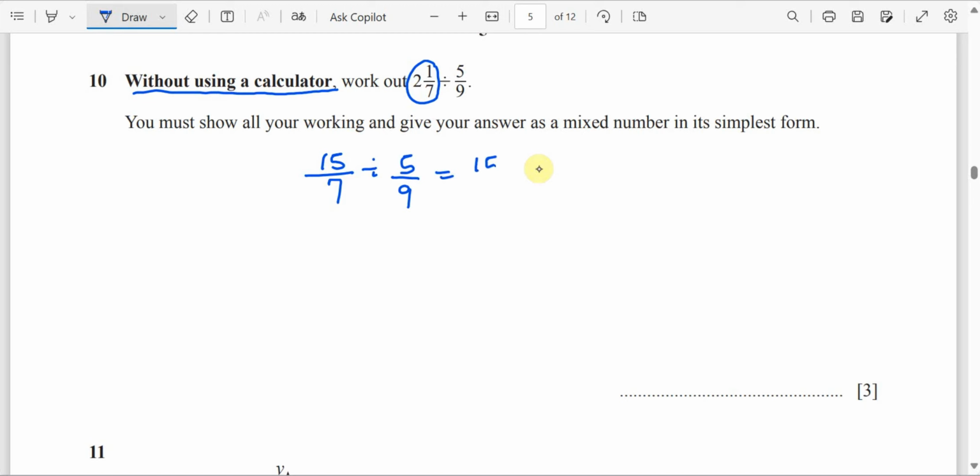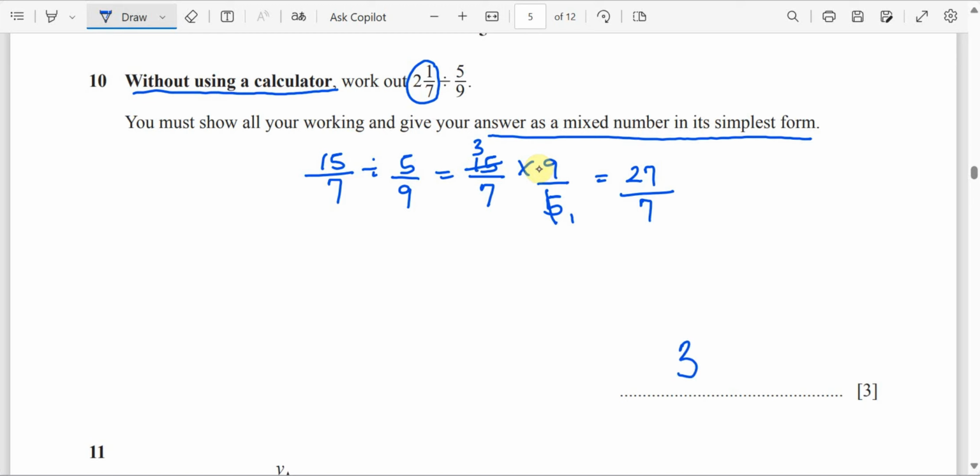And this will give us 15 over 7 times 9 over 5, because when you change the division sign to a multiplication sign, you also have to reciprocate the fraction. So 5 will go into this one, 5 will go into this 3. So we have 27 over 7. And remember the instruction, give your answer as a mixed number in its simplest form. So if we give this as a mixed number, we're going to have 3 whole number 6 over 7. Remember, it is without the use of a calculator, so you must show all your solving steps.